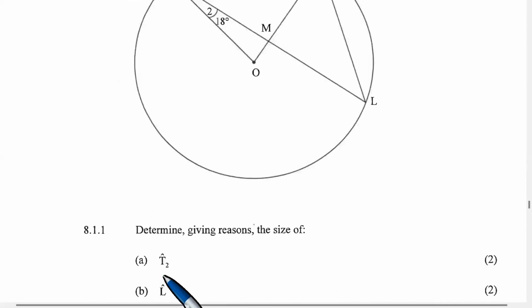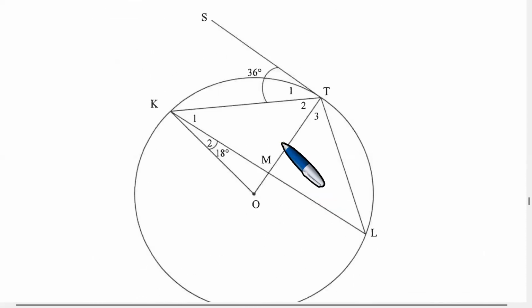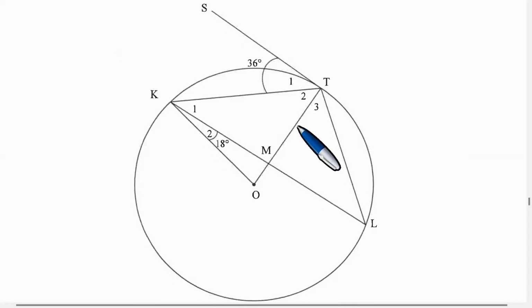What is the size of the angle T2? Where is T2? T2 is here. Who can find the size of the angle T2? Anyone? T2 is here. What is the size of this one?